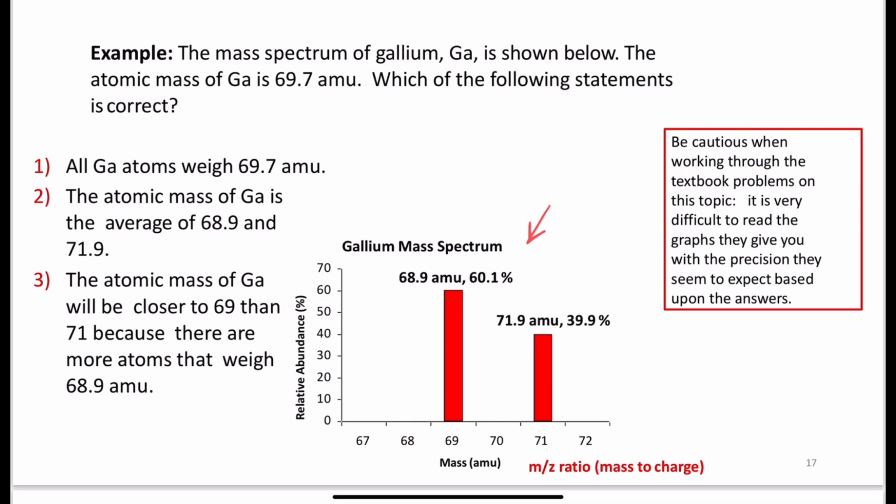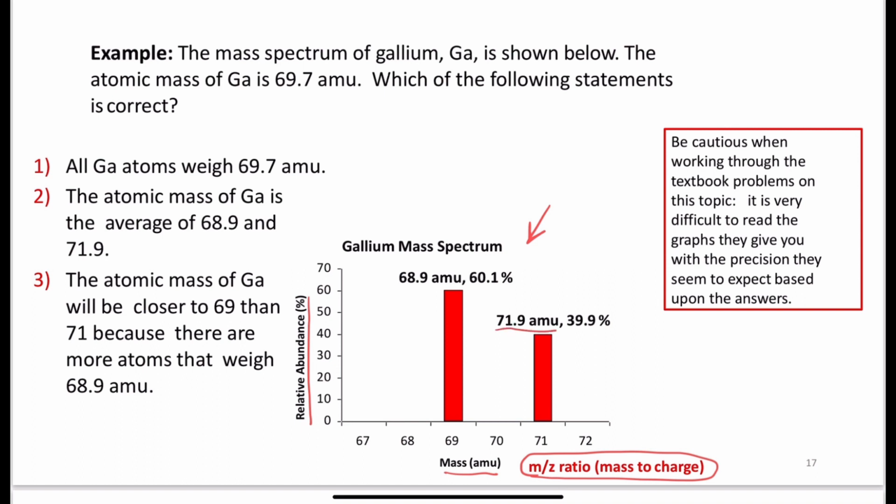It says here, as an example, the mass spectrum of gallium, Ga, is shown below. The atomic mass of gallium is 69.7 AMU. Which of the following statements is correct? Well, let's look at what the data is showing me. I've got a relative abundance percent, so this is telling me how many particles I have with that mass. And then my mass in AMU. Again, this is actually my m/z ratio, my mass to charge ratio, but because they're all charged to +1, it's correlating to the mass of that species.